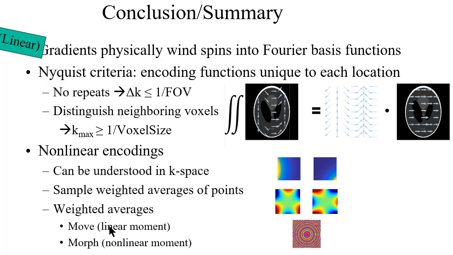And finally, nonlinear encodings can also be understood in k-space, but instead of understanding our data as individual points in k-space, we understand we're sampling weighted averages of points in k-space. And we can take those averages and we can move them around in a trajectory with the linear moments, just like we're more familiar with, but we can also use nonlinear moment to imagine morphing those sampling functions as they move through k-space.